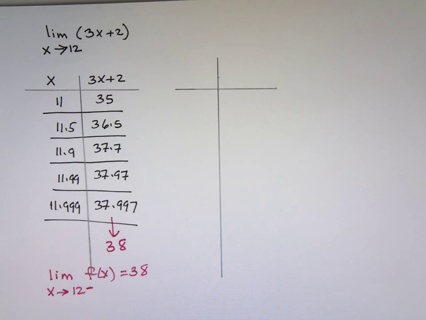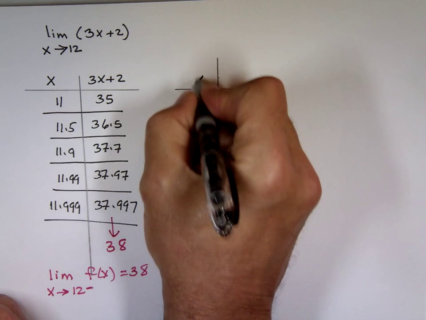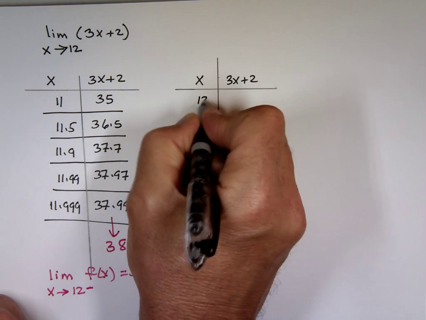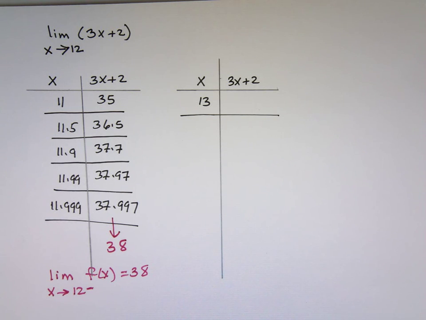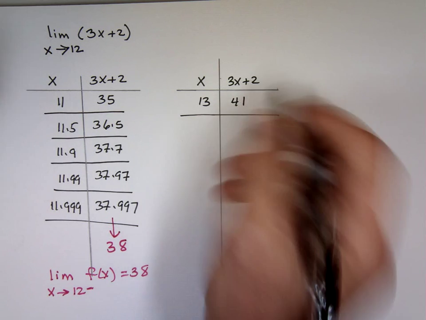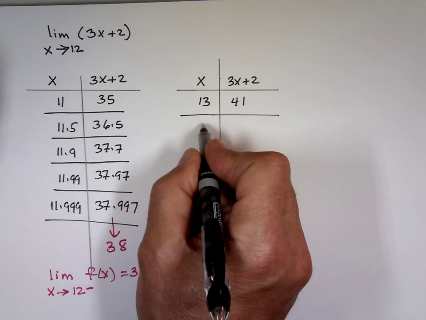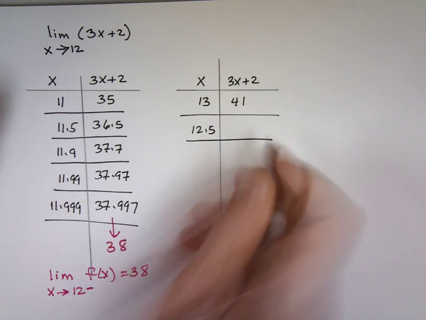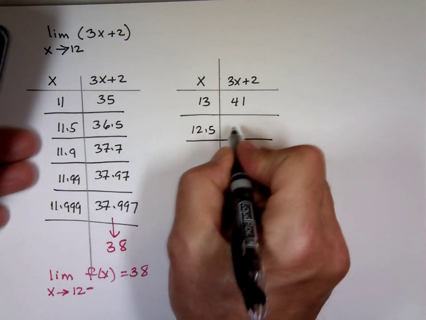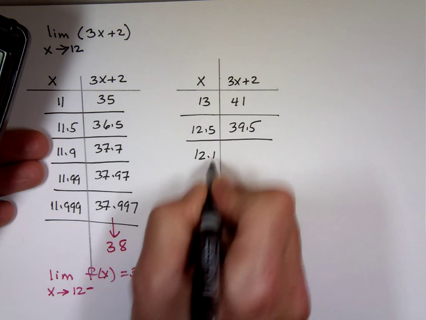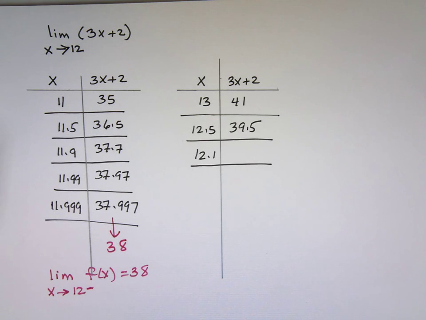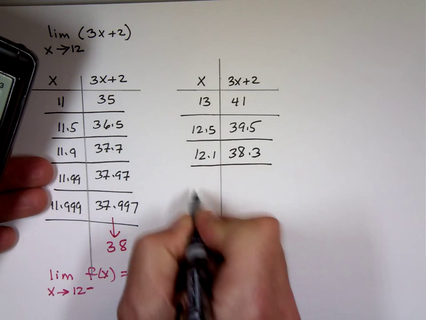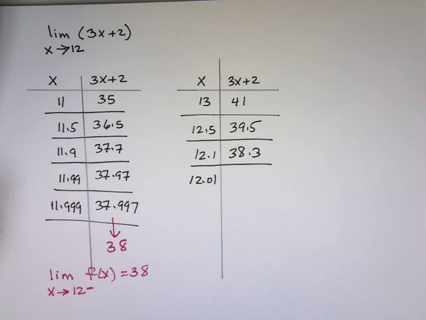So you're coming from numbers bigger than 12 and you're getting closer to it. What's bigger than 12? We'll start with 13 maybe. It's 41. Let's get closer to 12. 12.5. I got 39.5. 12.1. 38.3. I might have hit the wrong key. 12.1 is 38.3, right? What about 12.01? Oh, 38.03.